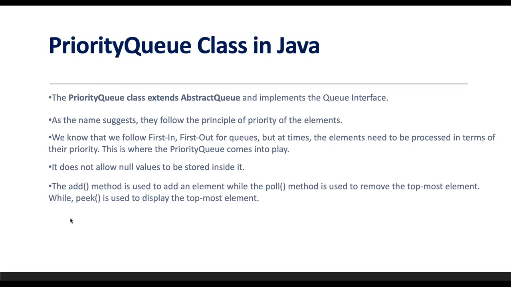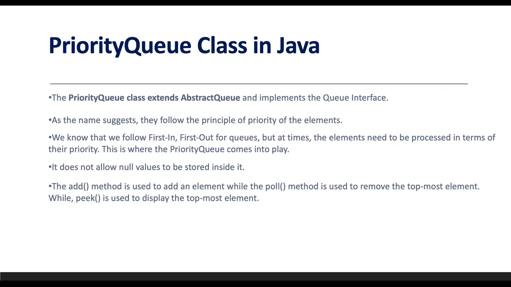The next point is that, as the name suggests, it follows the principle of priority of the elements. A queue means the element we insert first is returned first, so it works on the principle of first in first out. But there is also a priority concept. Using that, we can decide the priority of the elements, and it works based on the priority. That's why we call this a priority queue. We know that we follow first in first out for the queue, but at times the elements need to be processed in terms of their priority, and this is where the priority queue comes into play.